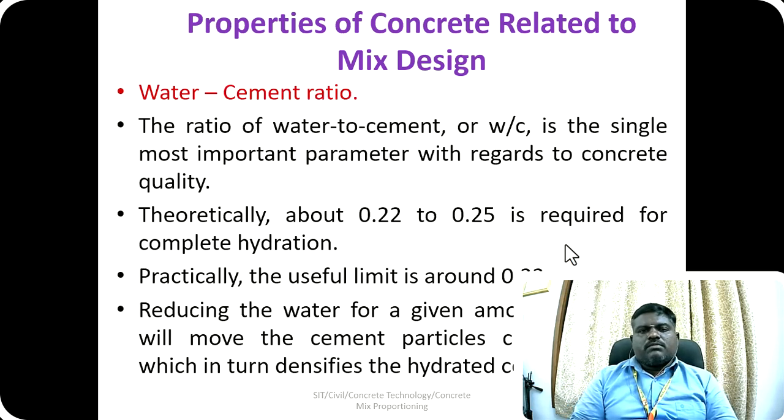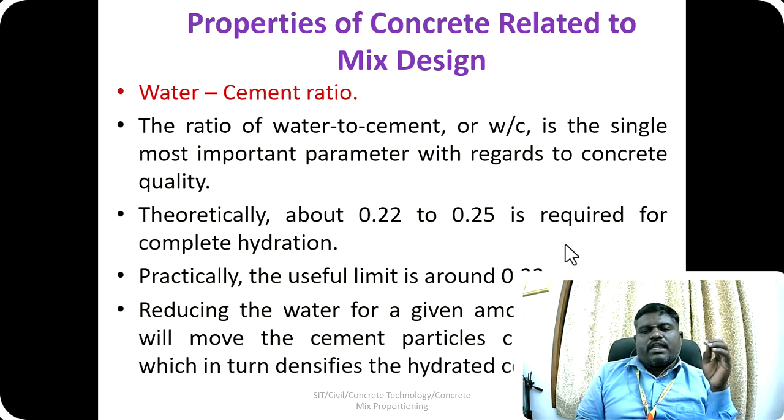The next term is water cement ratio. So one of the important factors in the design of concrete is the water cement ratio. So based on the water cement ratio only, the strength of the concrete is determined. So the ratio of water to cement is the single most important parameter with regard to concrete quality. So theoretically, about 0.22 to 0.25 of water is required for complete hydration.